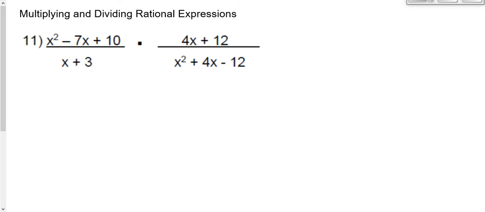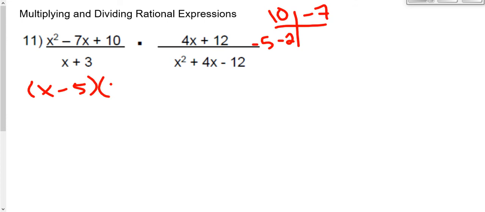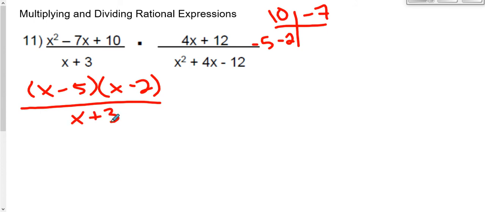And in order to do that, I want to see if I have any common factors. In order to do that, we have to factor. So we're going to start with the numerator on the left. We have to find two things that multiply to 10 and add to negative 7. Those numbers are going to be 5 and 2. And if I want them to be positive 10, they both have to be the same sign. If they're going to be negative 7, they both have to be negative. So my numerator is going to be x minus 5 times x minus 2. The denominator is already factored, x plus 3. There's nothing to really change there.